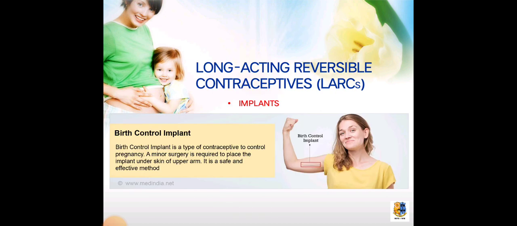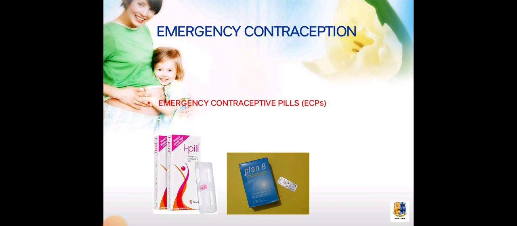So, next is about emergency contraception. Emergency contraception methods are used after unprotected intercourse or contraceptive failure to prevent pregnancy. They include emergency contraceptive pills, commonly we can call them ECPs, also known as the morning after pill.